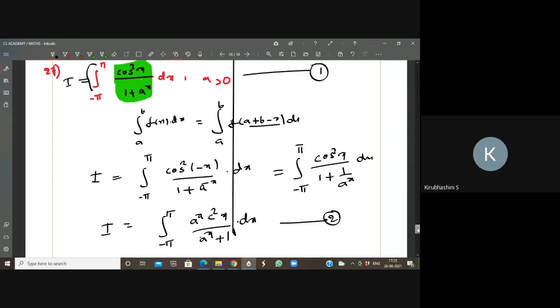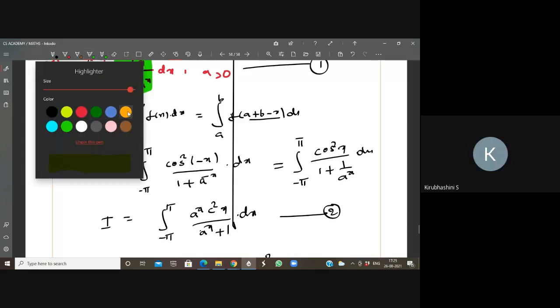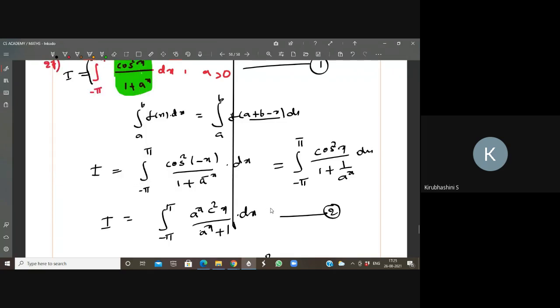Sir, could you explain the property once more, sir? What property? This property or all the properties? Sir, the second one that you have marked. This property. Did you understand this property? Yes, sir. What is A? What is B?